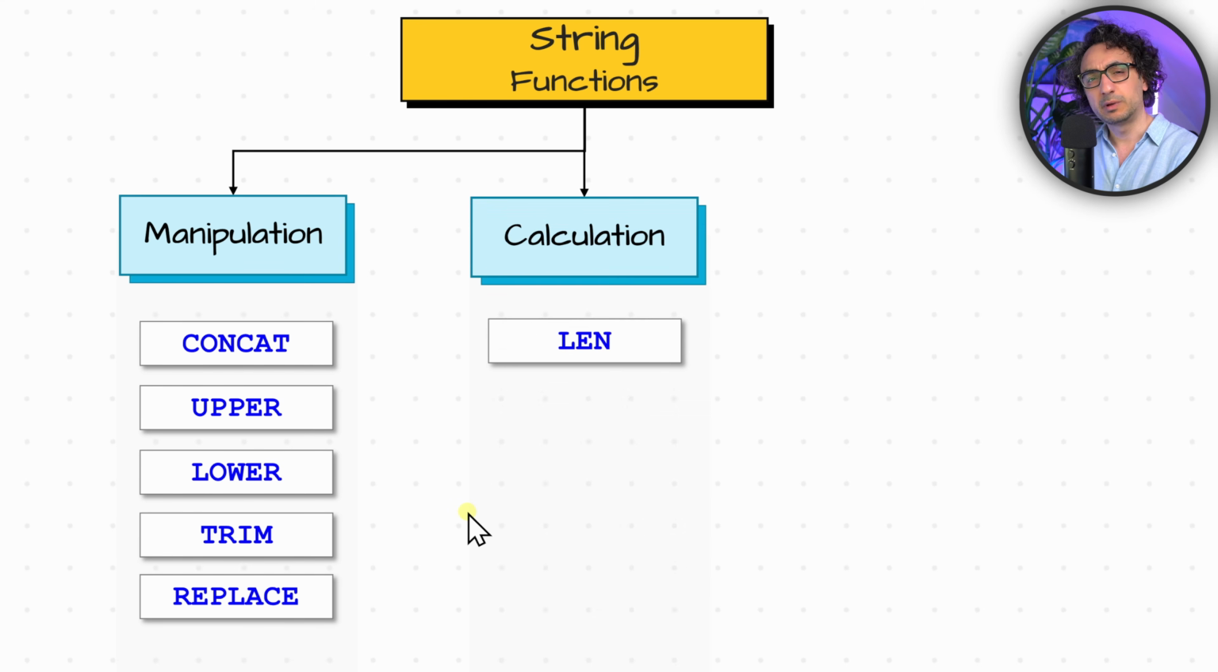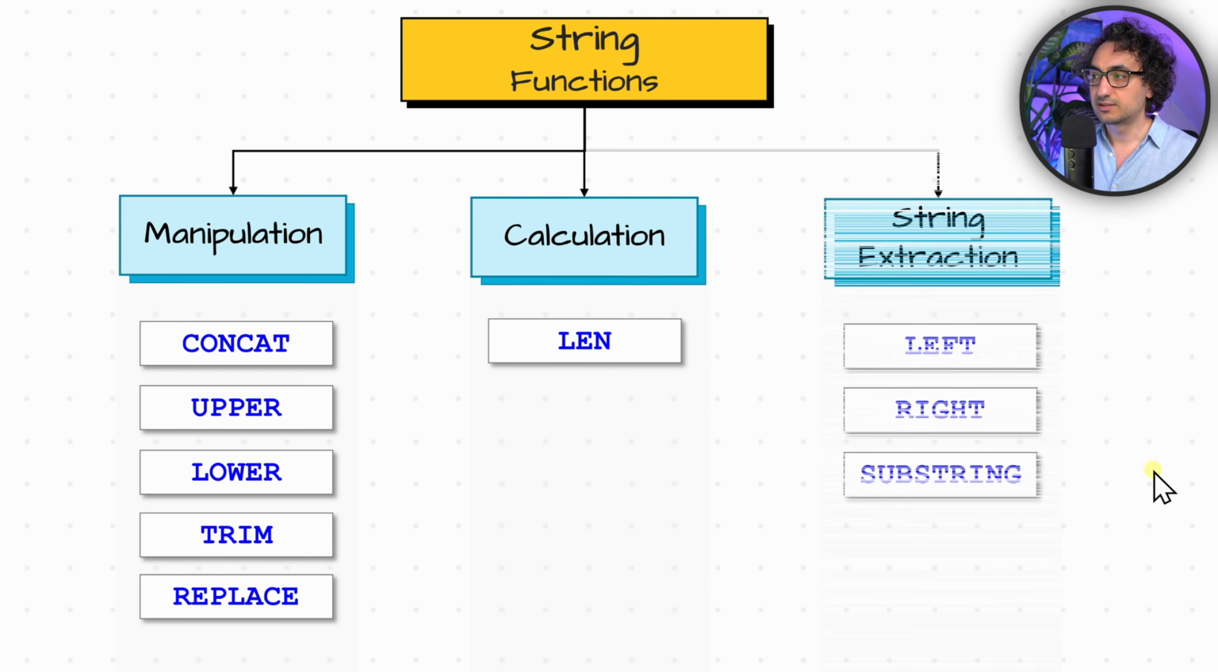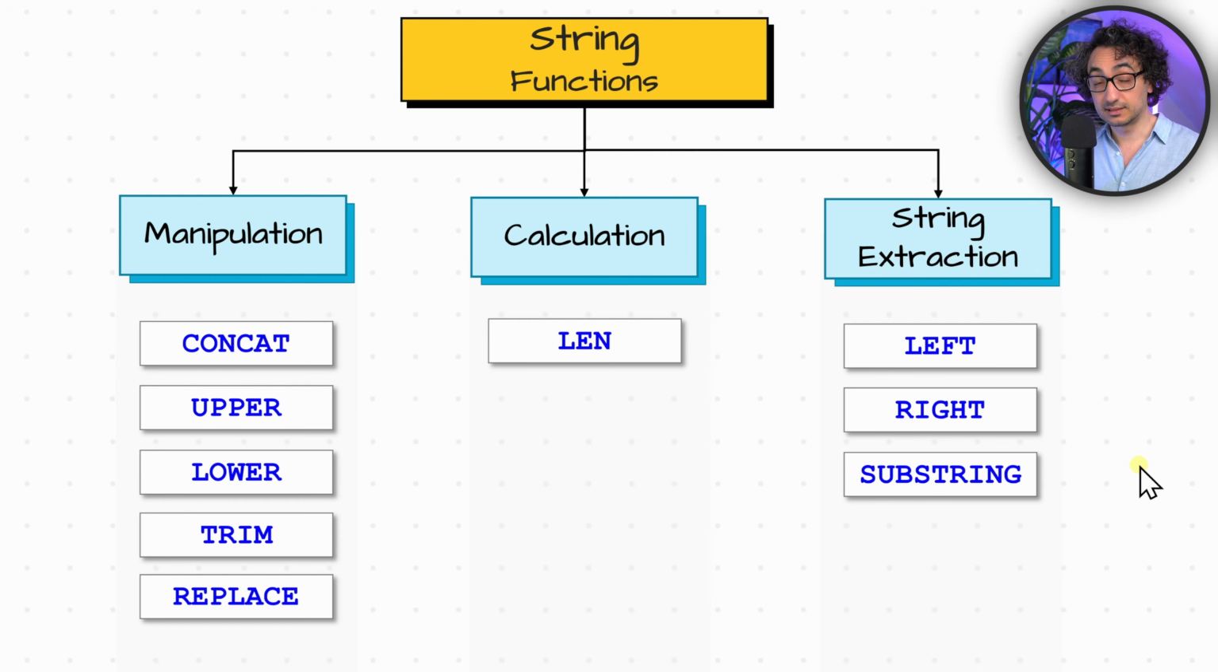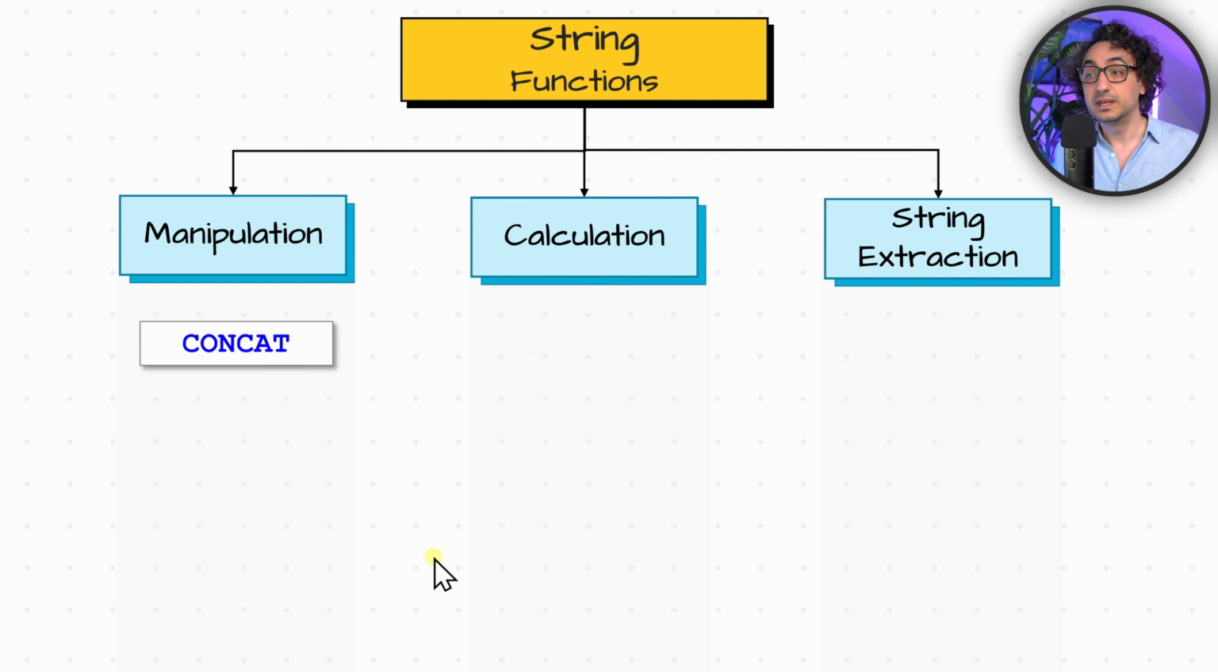And another group where we have only one function. It is where we can do calculations on the string values. And the last group, it is all about how to extract something from a string value. And here we have three functions: left, right, substring. So now let's go and start with the first group about the data manipulation. And the first function we have here, concat.